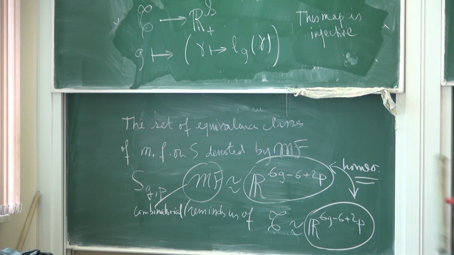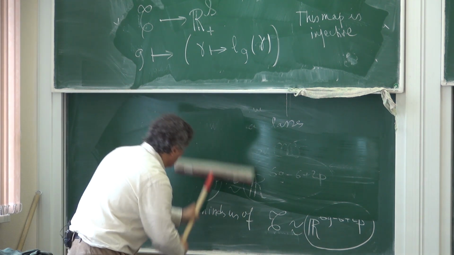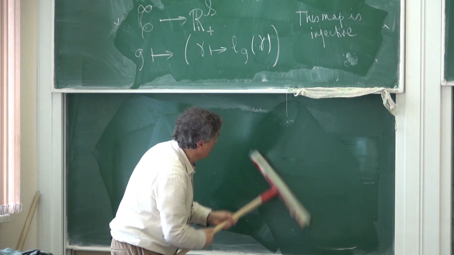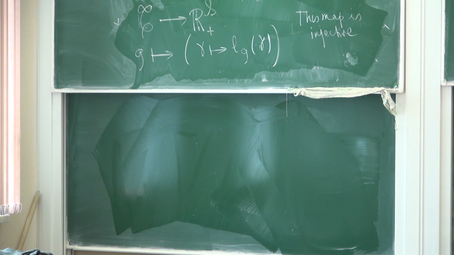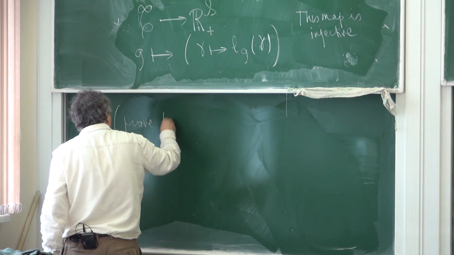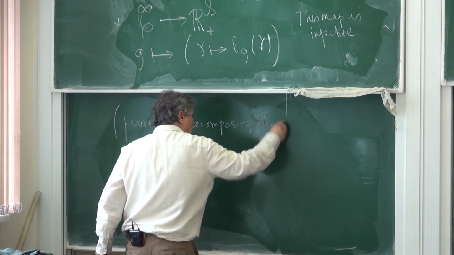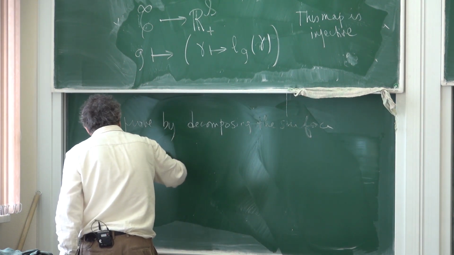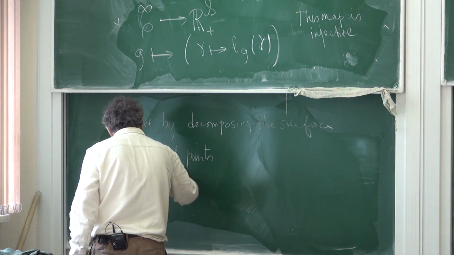This is not very difficult to see. What I'm saying here is that the collection of lengths of simple closed curves parameterizes Teichmüller space. This can be proved by decomposing the surface into pairs of pants, into geodesic pairs of pants.